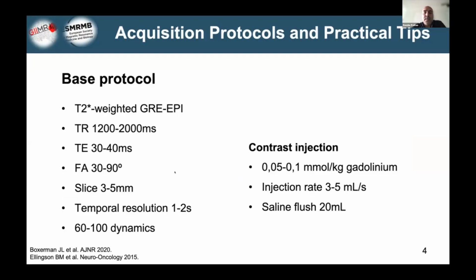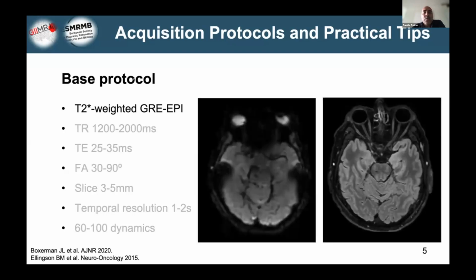DSC MRI acquisition is based on a sequence that maximizes the sensitivity to magnetic susceptibility effects while remaining fast enough to capture dynamic change over time. For that reason, we rely on a T2* weighted gradient echo EPI sequence, which is inherently sensitive to T2* signal decay and allows rapid whole brain coverage. This combination makes it the standard approach for this type of imaging. So the backbone of the acquisition is this EPI sequence.